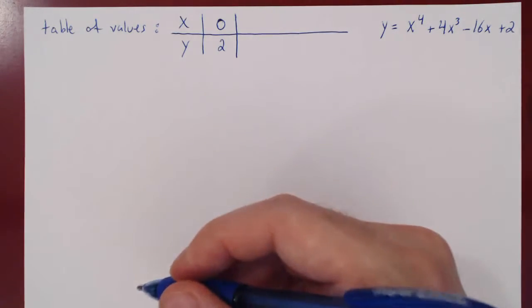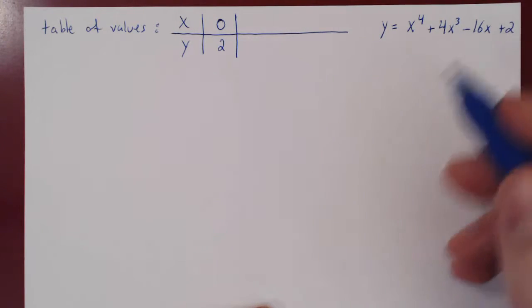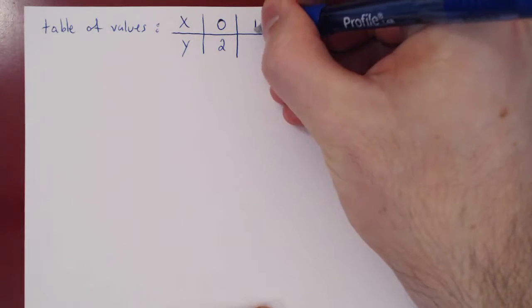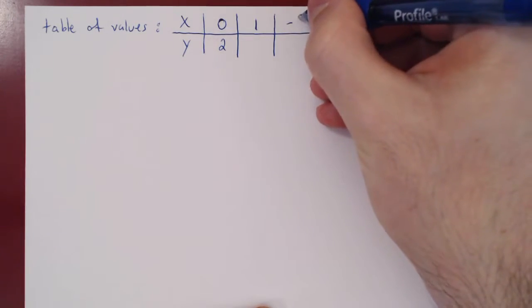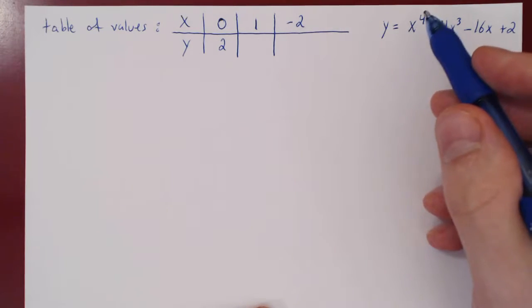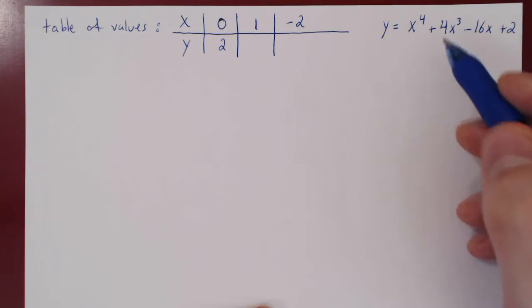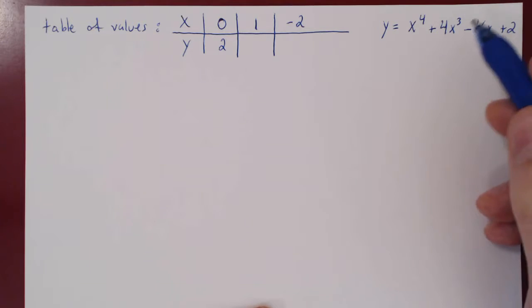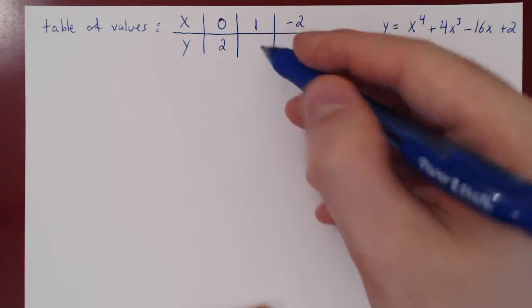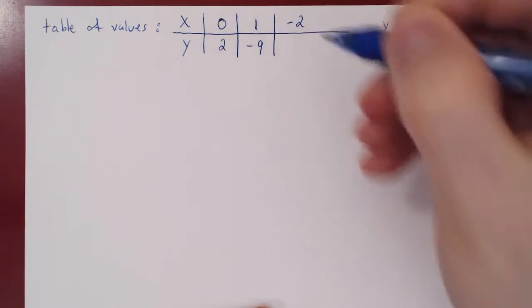The zeros we said were too hard to find, so we didn't bother. We had two critical points. The first one, x equals 1. The second one, x equals negative 2. If x is 1, you'll get 1 plus 4, 5, minus 16, minus 11, plus 2, negative 9. So when x is 1, y is negative 9.